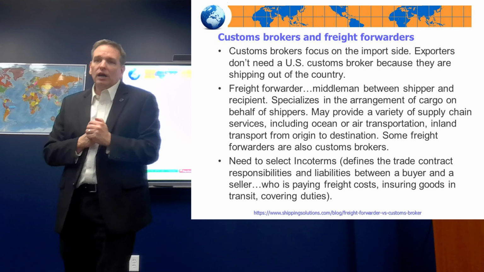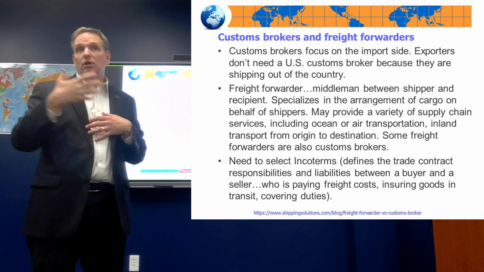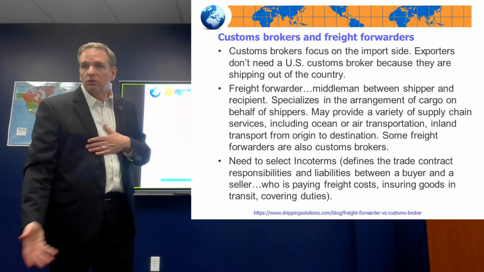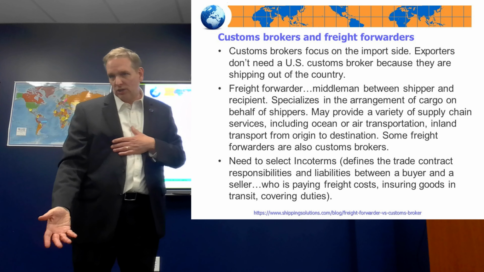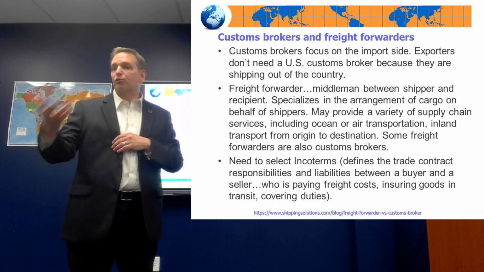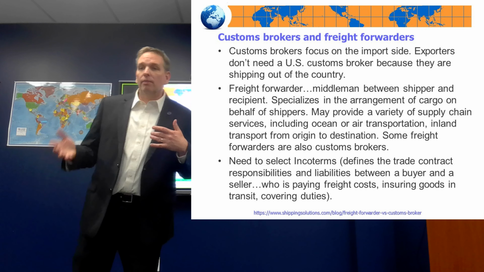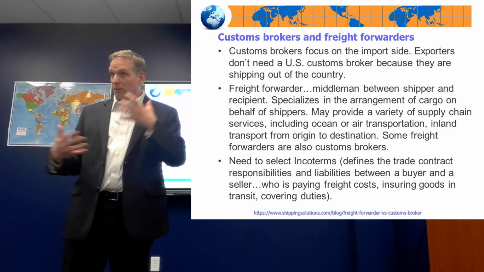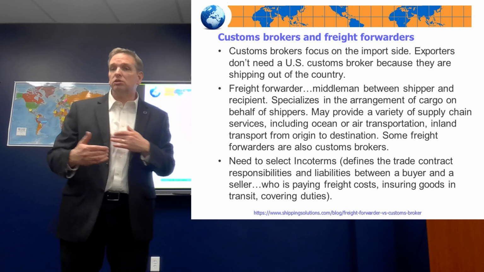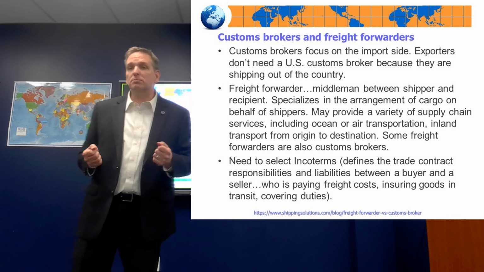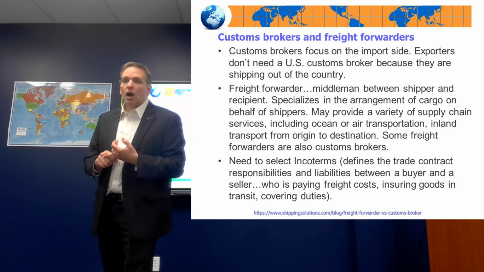Exporters don't need a customs broker because they're shipping out of the country. For example, you are exporting, so you wouldn't use a customs broker. You would probably use a freight forwarder. So that's a middleman between the shipper and recipient. They're more flexible. They sometimes do import stuff too, but they mostly focus on that export side.